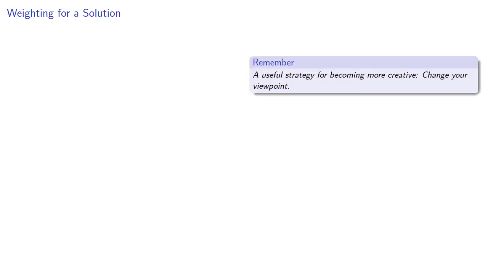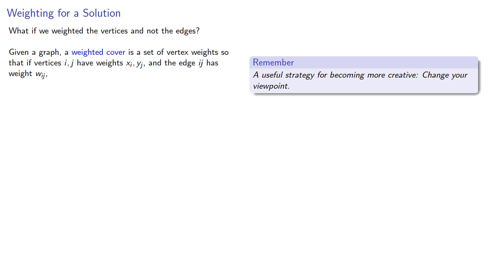That being said, there are some useful strategies for unlocking your creativity, and one useful strategy: change your viewpoint. So, in the last lecture, we came up with the idea, what if we weighted the vertices and not the edges? So, given a graph, a weighted cover is a set of vertex weights so that if vertices i and j have weights xi, xj, and edge ij has weight wij, then the weight of the edge is less than or equal to the sum of the weights of the incident vertices for all edges in the graph. The cost of the cover is the sum of all the vertex weights.